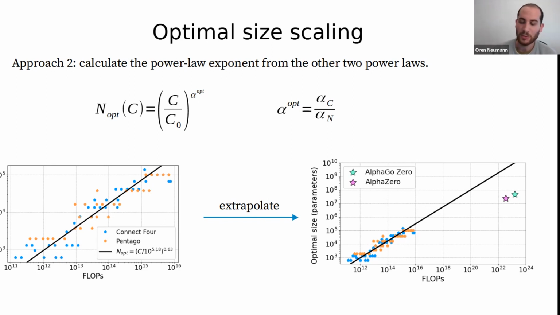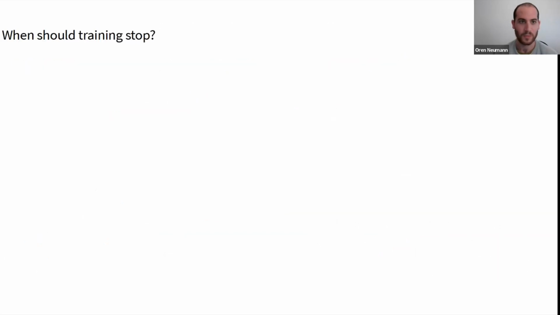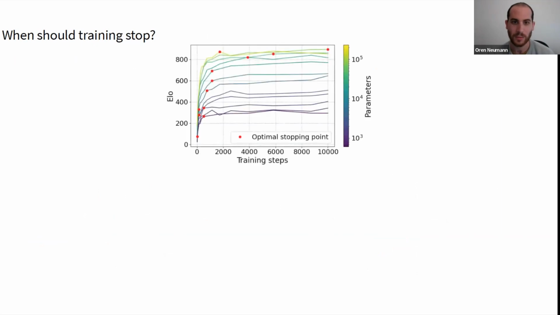But still, if you look at their papers, you can see some hint to the fact that maybe they did actually use networks that were too small for the amount of compute they had. Let me show you how. So let's look at the question, when should training stop? What I plotted here are, again, the training curves of our agents that we trained. This time it's not a log plot, it's a linear scale. And I plotted in red dots the points where the agents reach the Pareto front.